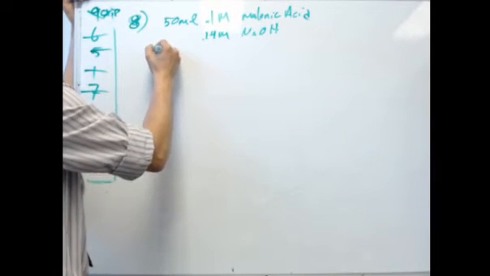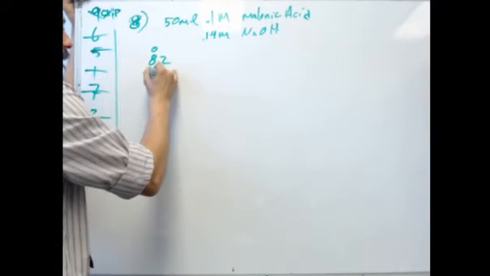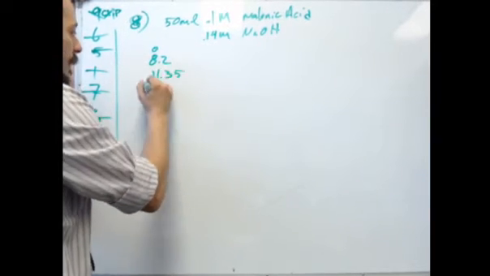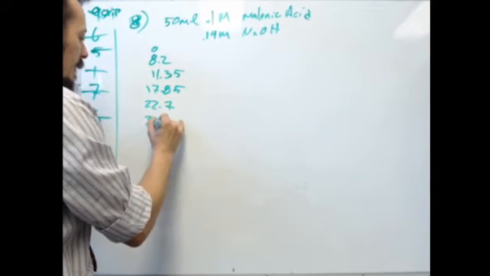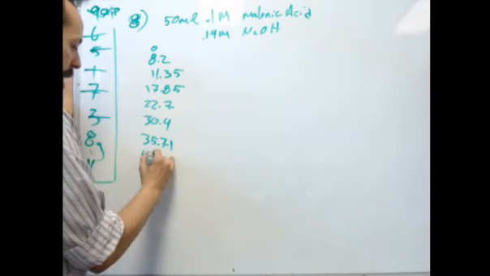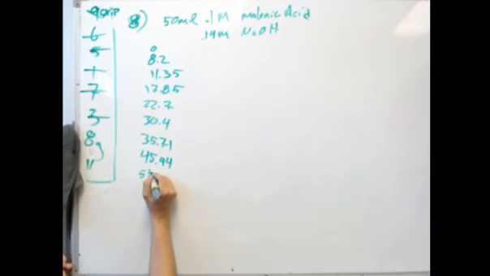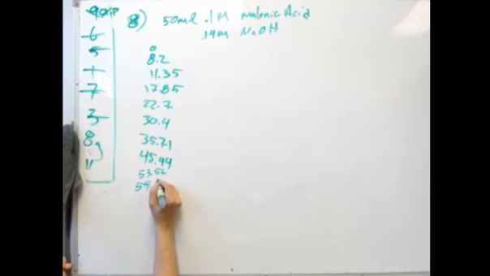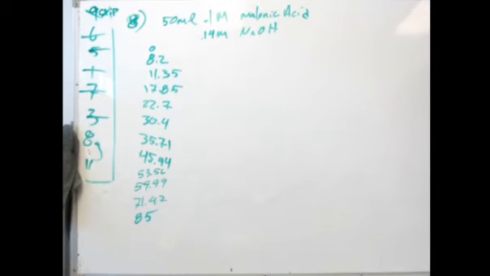Read them out. Okay, 0 milliliters, 8.2, 11.35, 17.85, 22.7, 30.4, 35.71, 45.44, 53.56, 59.99, 71.42, and 85. Great. And then there's another conceptual one at the bottom, but we'll get to that. Yeah, we'll get to that.